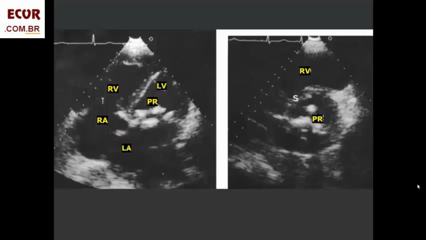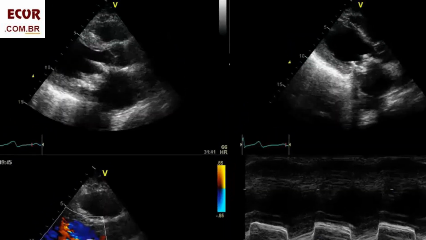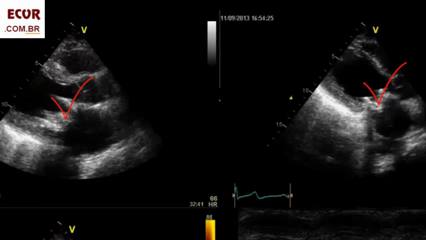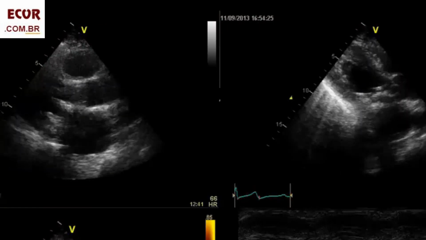In an apical four-chamber, notice the leaflet's calcification. The short arcs demonstrate the gross dense echoes between and at the struts. Gross echoes at and between the struts, impairing leaflet movement.